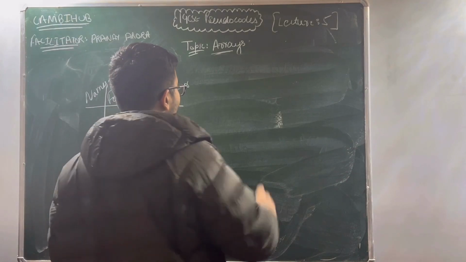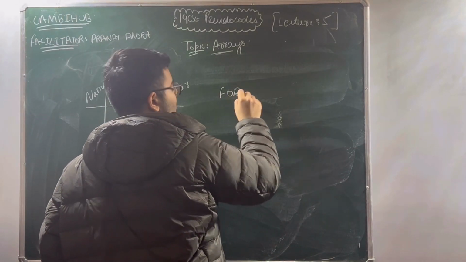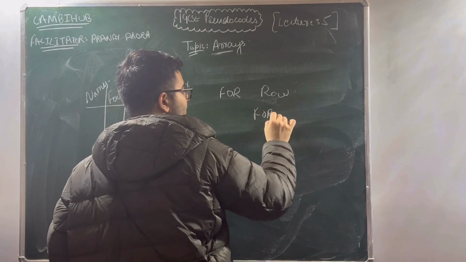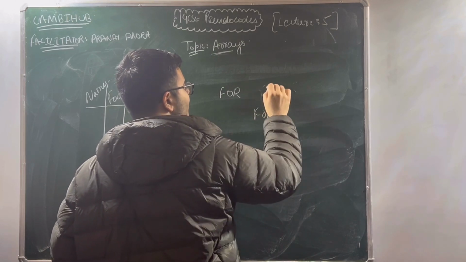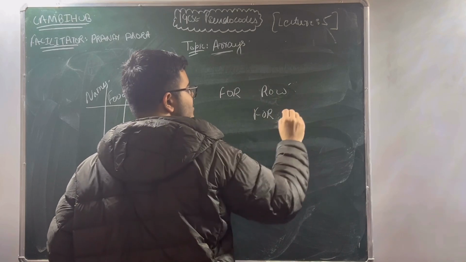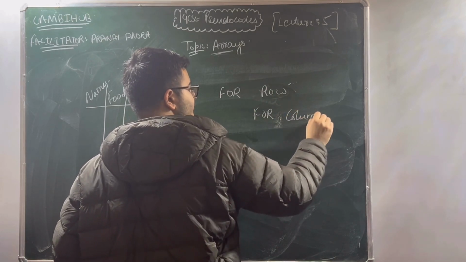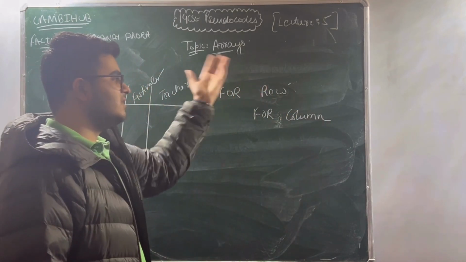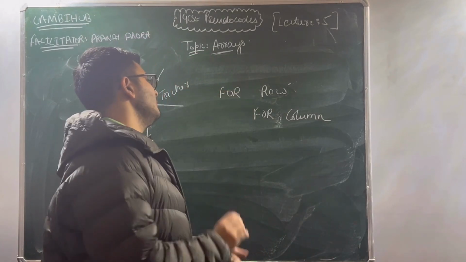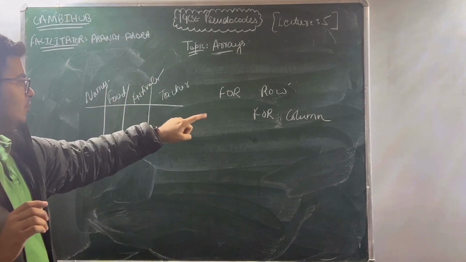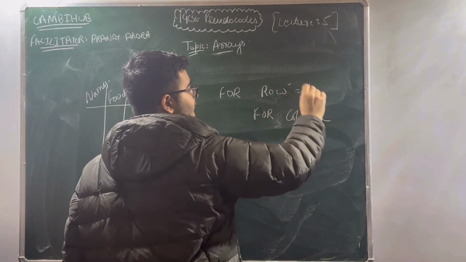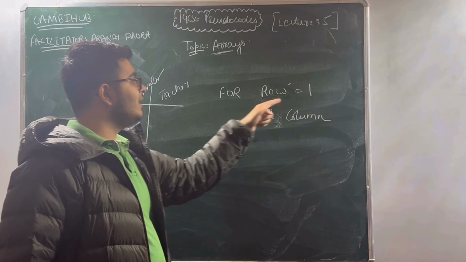The outer loop is going to be for the row. The inner loop is going to be for the column, because row always comes first, column comes next, right? So row and then the column. How would this work? Suppose my row's value is 1. The counter value for my row is 1.